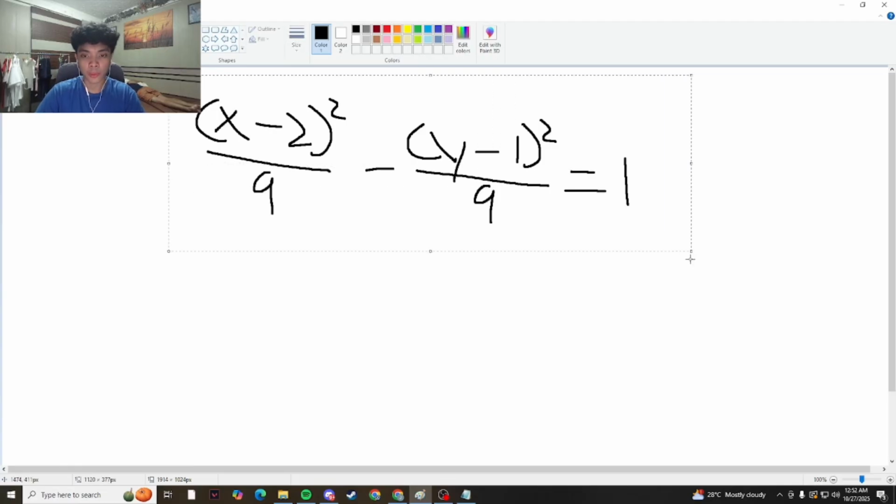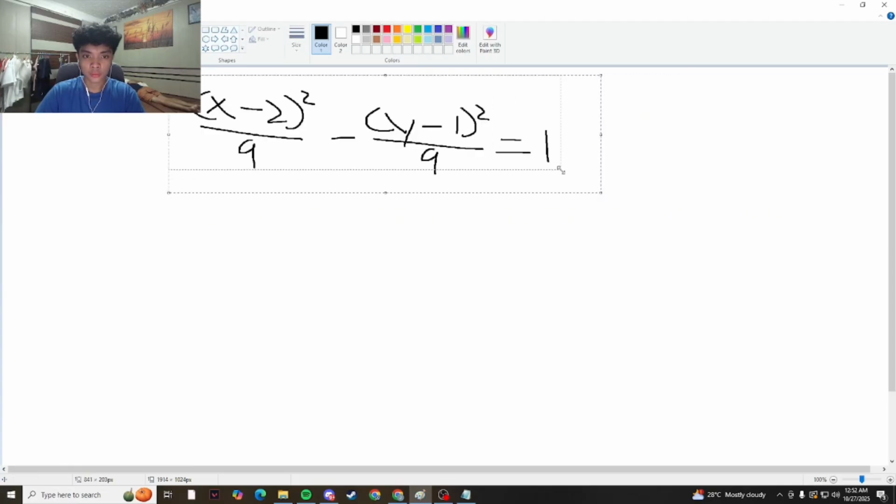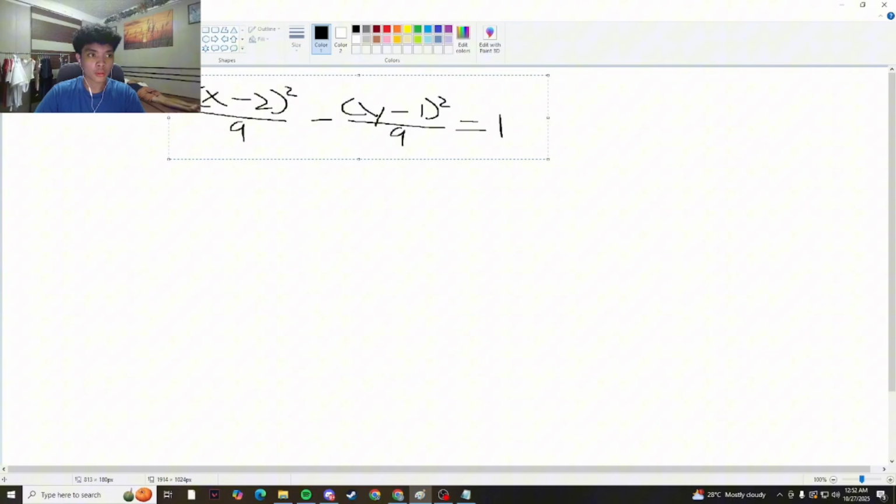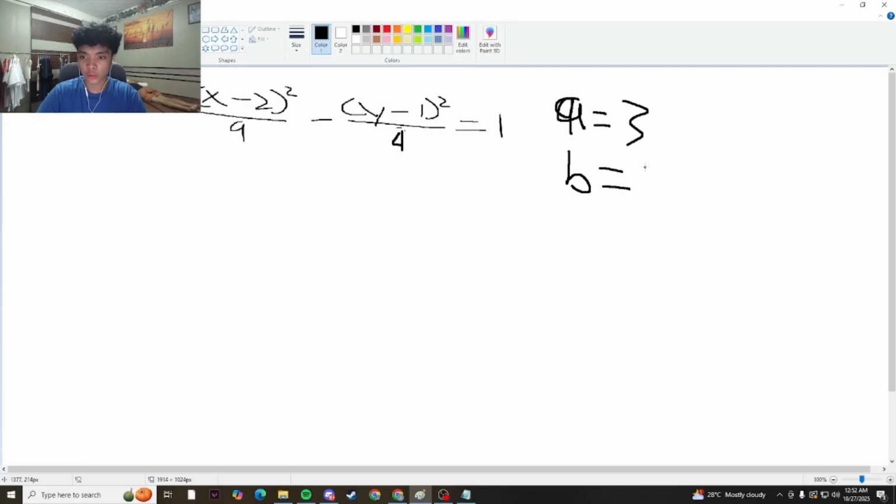Now we can go for properties. First, we can go for a. So the square root of 9 is 3. And the square root of 4 is 2. We can find the c squared by adding this, 3 squared plus 2 squared. So 9 plus 4 is 13.